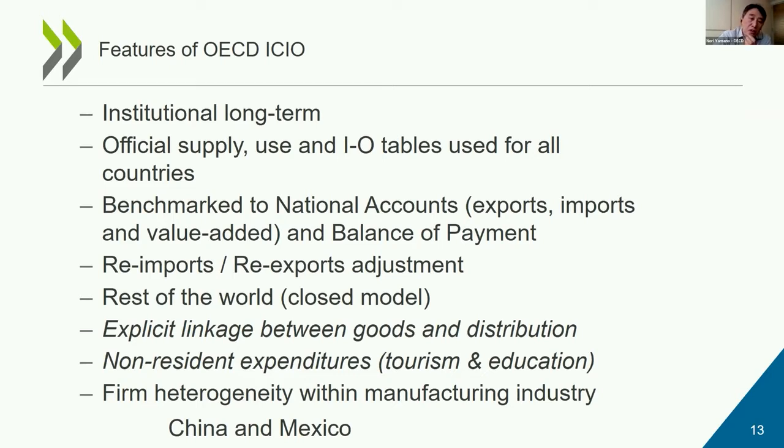We also try to estimate some additional, really minor, items to fill in the gaps of the GDP concept, such as the taxes paid by non-residents. And we also have firm heterogeneity within manufacturing industries. That is very important to capture the differences between processing trade and non-processing domestic firms. That is very important for the globalization analysis.